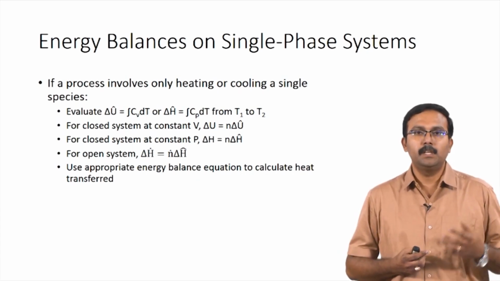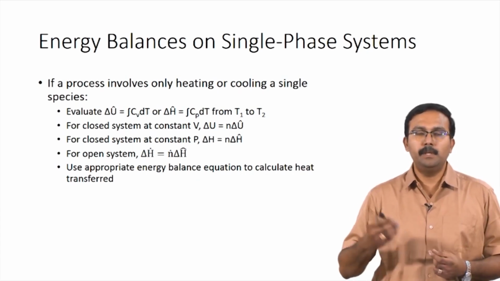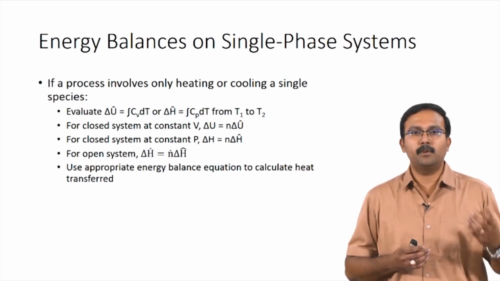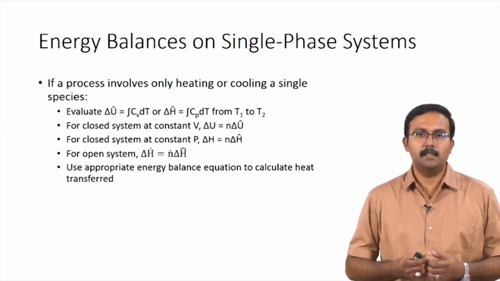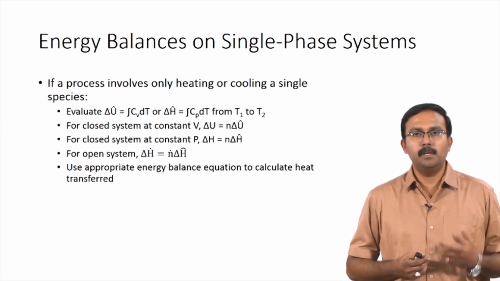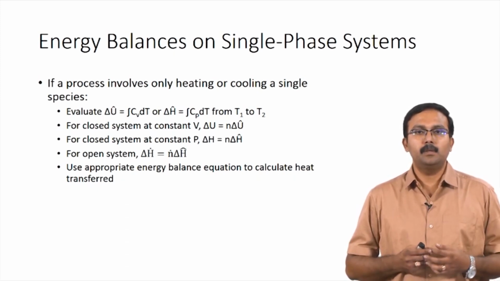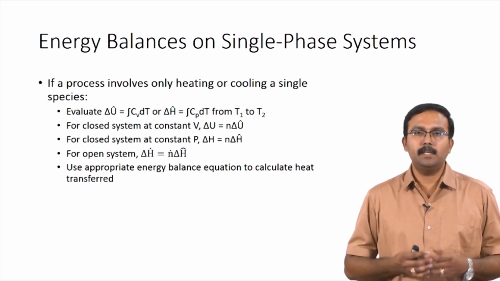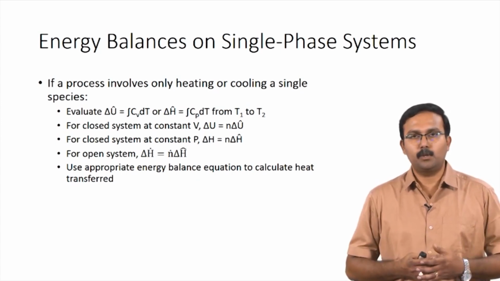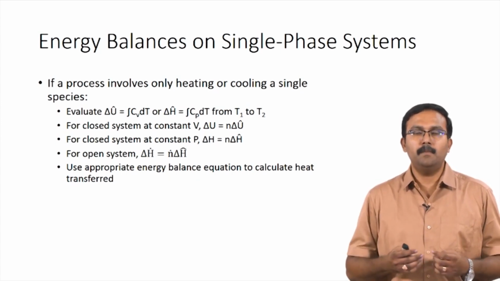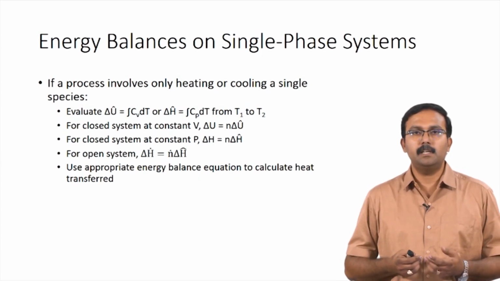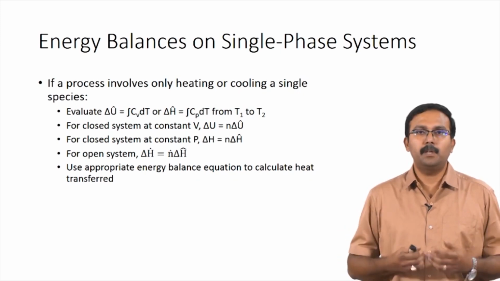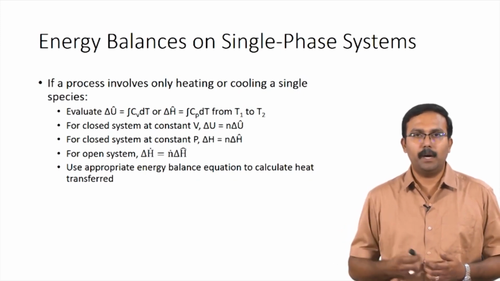For closed systems, at constant volume you would be using delta U, and for closed systems at constant pressure you would be using delta H for performing energy balances. For open systems you would always use delta H dot. So, using the appropriate energy balance equation depending on whether the system is open or closed, you would be able to perform all the required calculations. Obviously, calculating kinetic energy and potential energy would be done based on the formulas which we already know, and shaft work would have to be accounted for if there are moving parts.